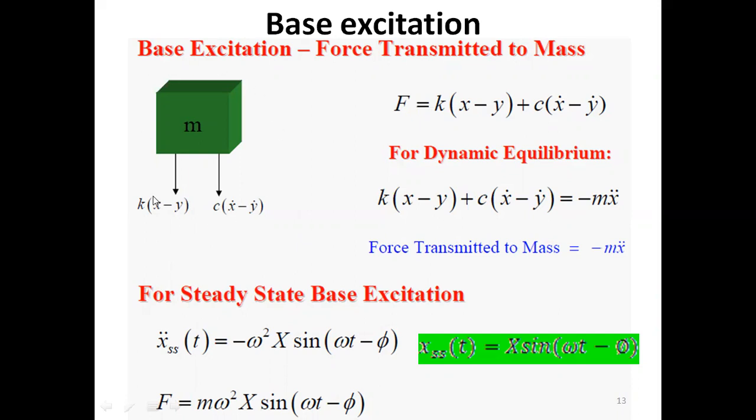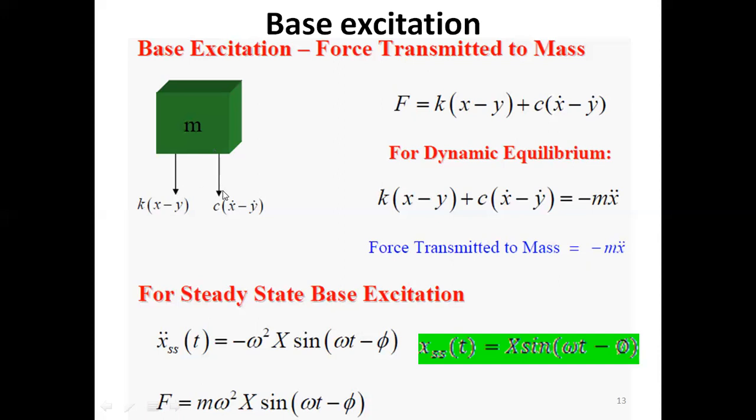So here you see the free body diagram of the system. This is the mass, and this is the spring force because of the motion of the base and the mass, k(x minus y), and this is the damping force. At this instance, the mass is moving in the upward direction, and we have assumed that x is greater than y. As we discussed, we have the base, and the base and mass are connected through spring and damper.